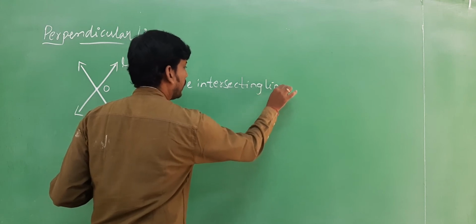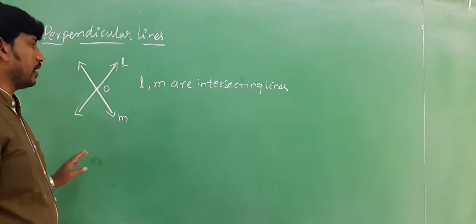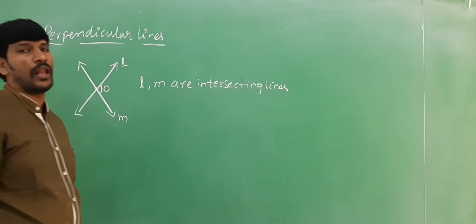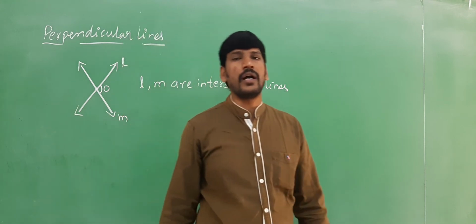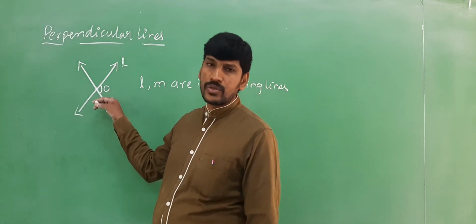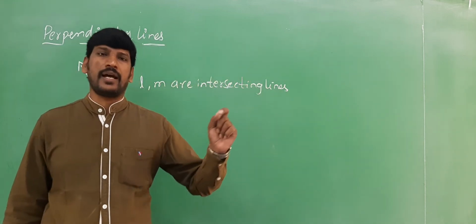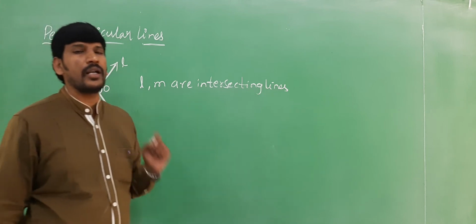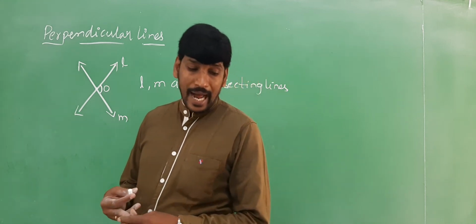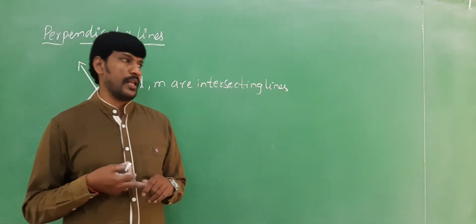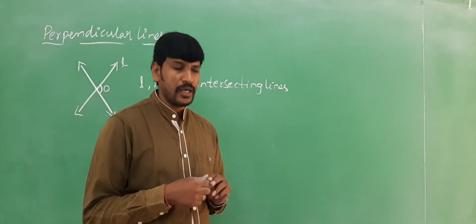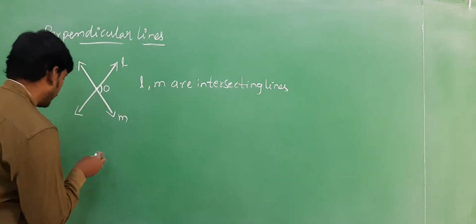Clear? So when the angle between two intersecting lines is a right angle, then the lines are called perpendicular lines. What is the definition here? Two lines intersect and the angle between them is a right angle, then the lines are called perpendicular lines. Clear? Now write the definition here.